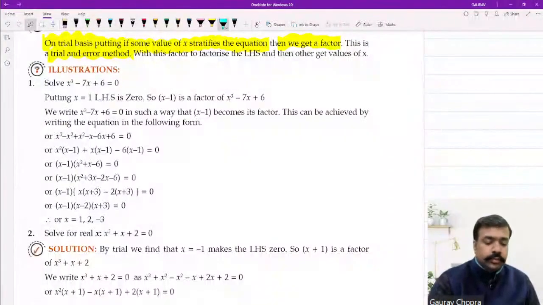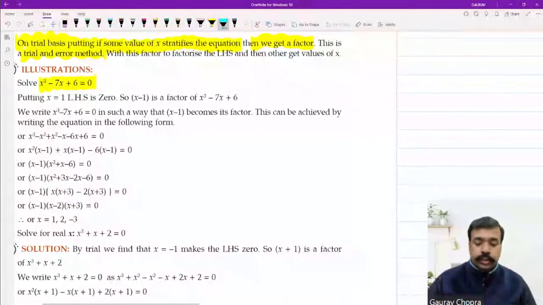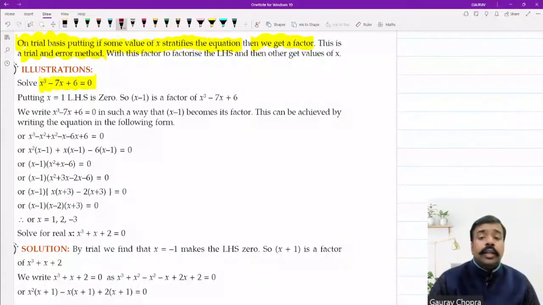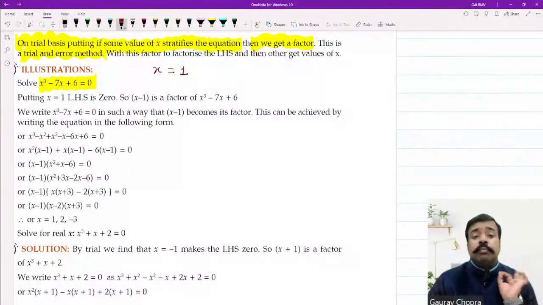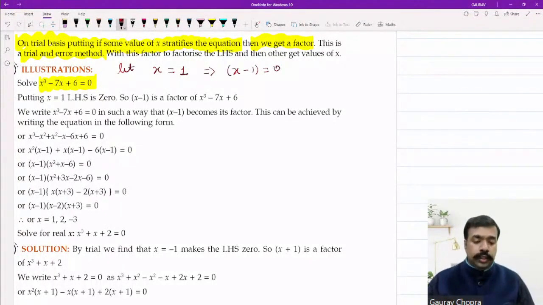So now let's see, the given equation is x cube minus 7x plus 6 equal to 0. This is the given equation. Now if we want to try, let us always try with the simplest value, that is 1. So if x is equal to 1, let's say one solution is 1. This is simply an assumption. We don't know the answer. We are simply letting x be equal to 1. This implies we can write x minus 1 is equal to 0.